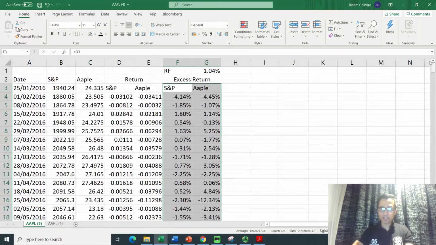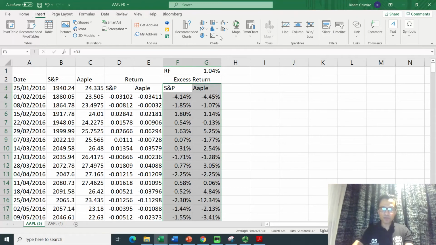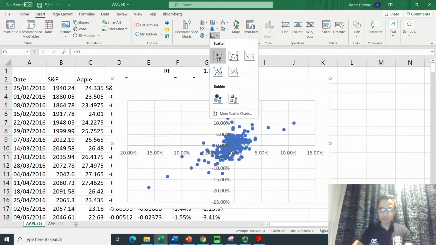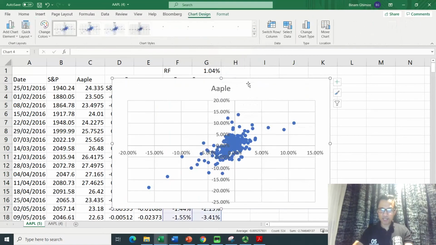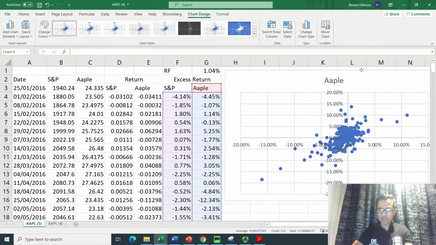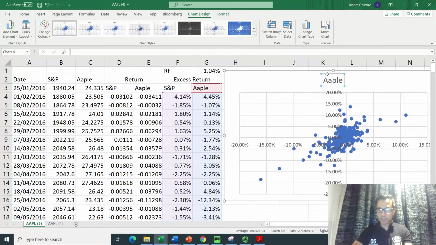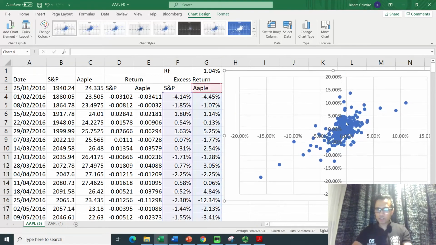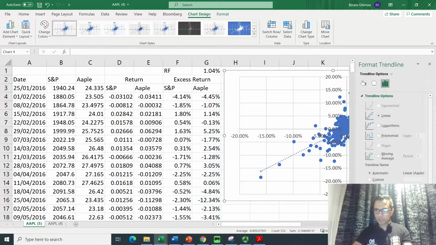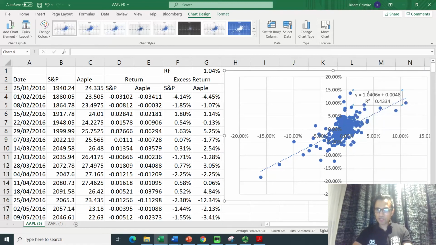and on the excess return now I can obtain my single index model. And one easy way to do that would be through simple XY diagram. So you can click here, XY diagram is here, and now what you can do is you can just create a trend line by clicking here, add trend line, and then you also want to display equation on chart, display R square value.